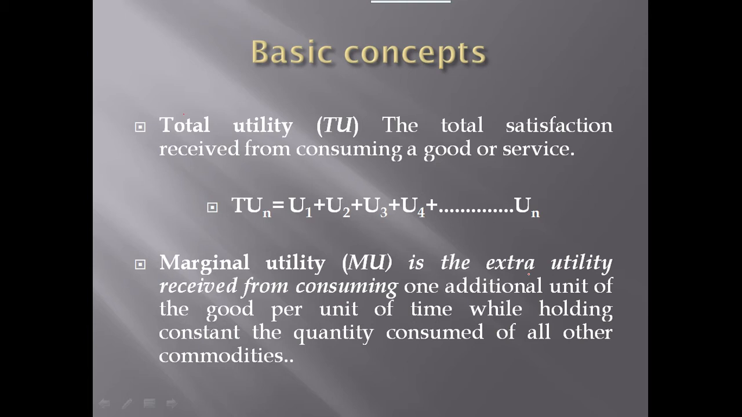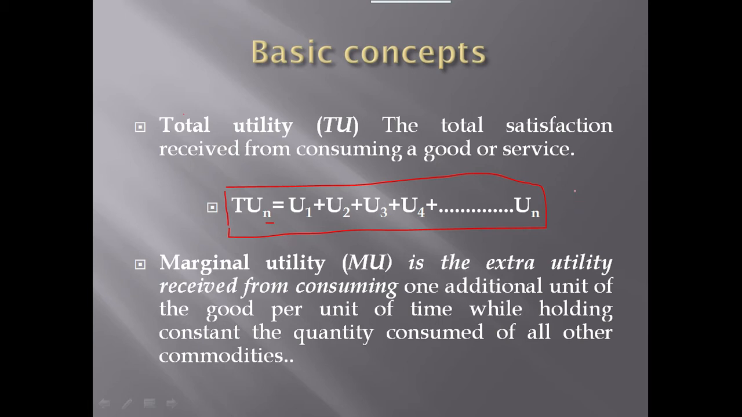The total utility that individuals attain is the sum of all utilities that individuals receive from the consumption of various goods and services. This is the total utility received from the nth commodity. U1 is the utility received from the consumption of the first unit. U2 is the utility received from the consumption of the second unit. U3 is the utility received from the consumption of the third unit, and so on up to the nth unit.